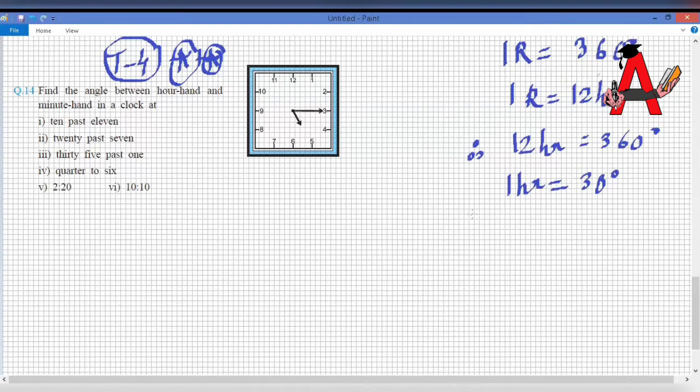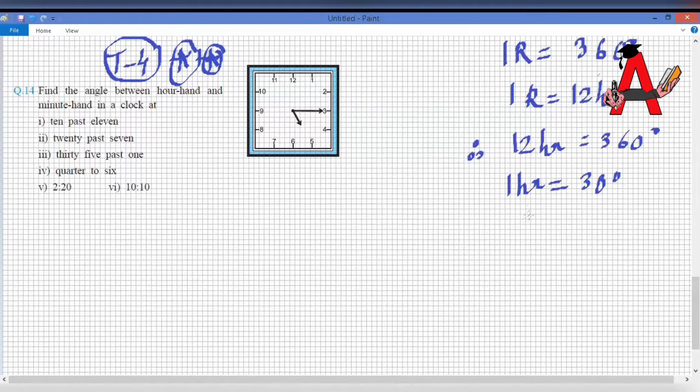It is also logical. Suppose it is at 3. If it moves to 6, it will cover 90 degrees, so from 3 to 6 it was 90 degrees, which means every hour it is 30 degrees. This is one thing which you should remember. Further, this hour part only, 1 hour is 30 degrees.